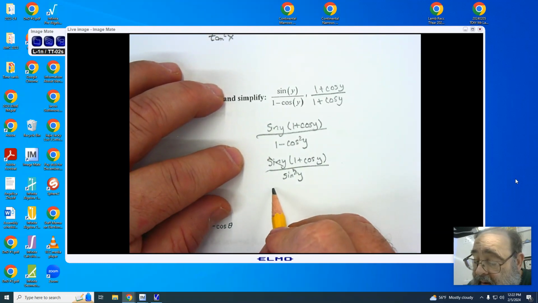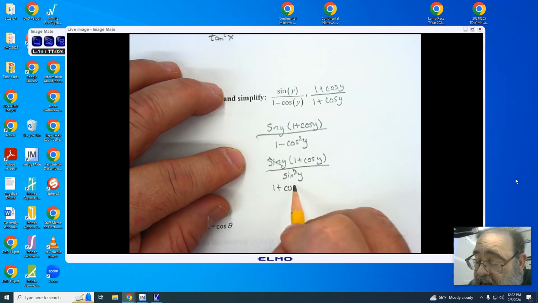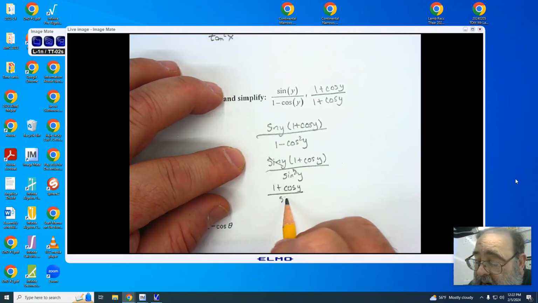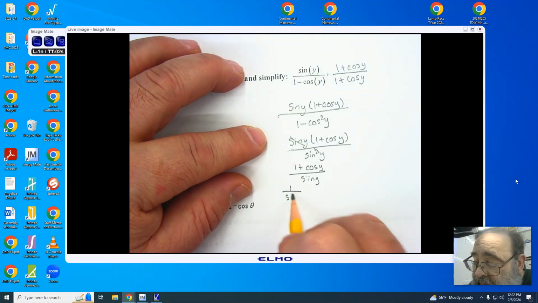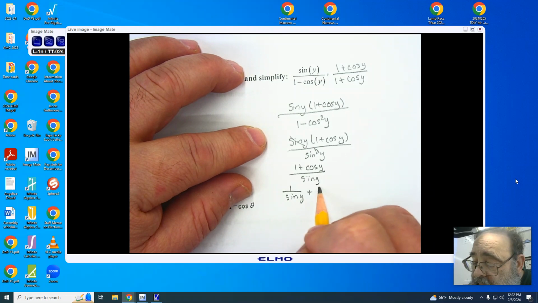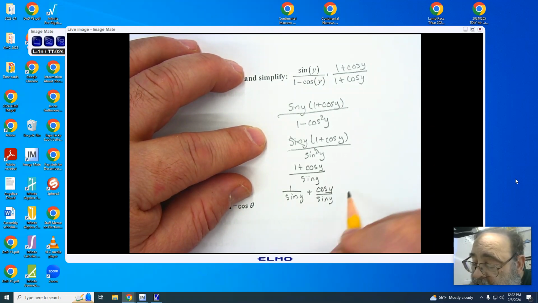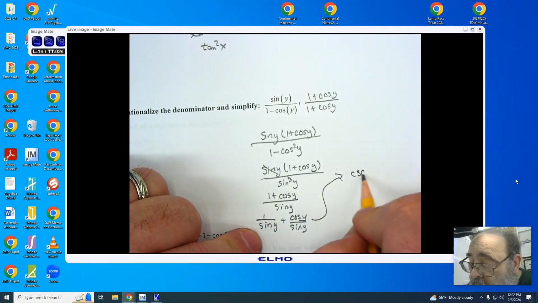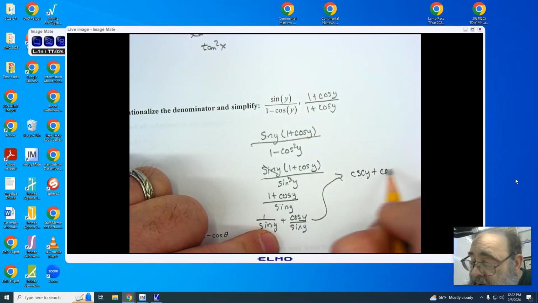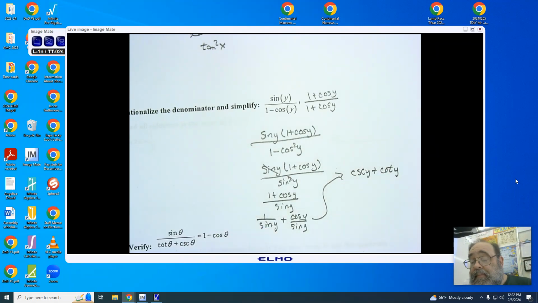I therefore have 1 plus cosine of y divided by sine of y, and I'm going to distribute to give me 1 over the sine of y plus cosine of y divided by the sine of y. This will leave me with my answer, cosecant y plus cotangent of y.